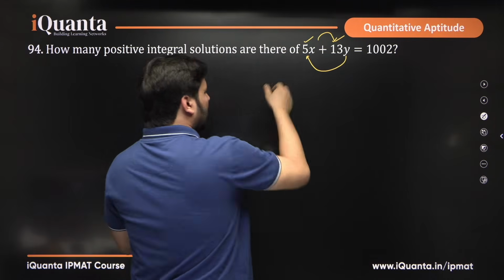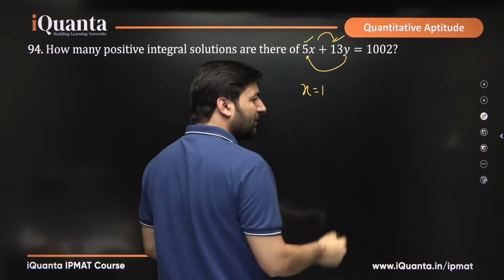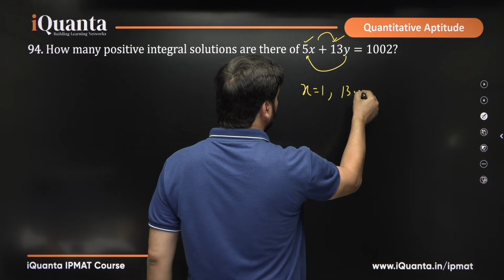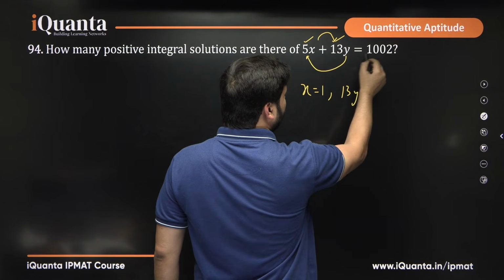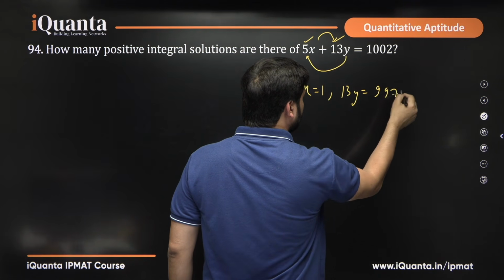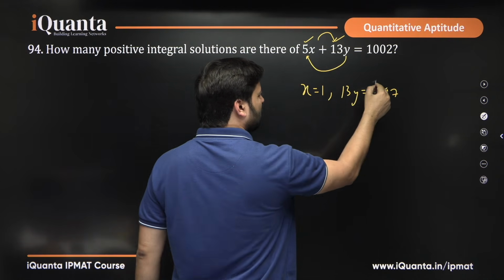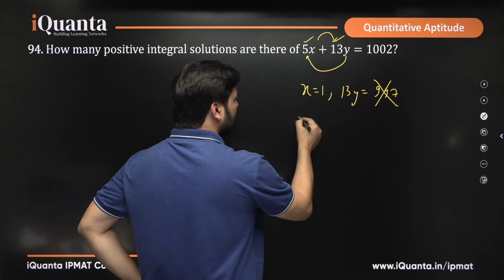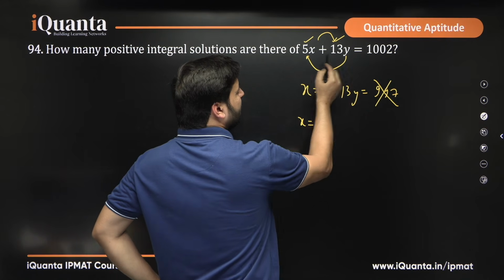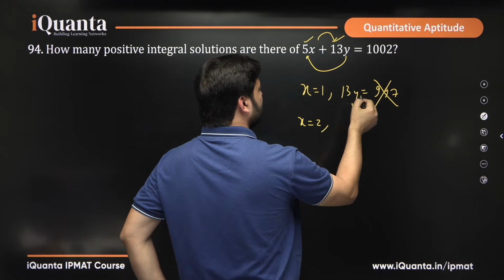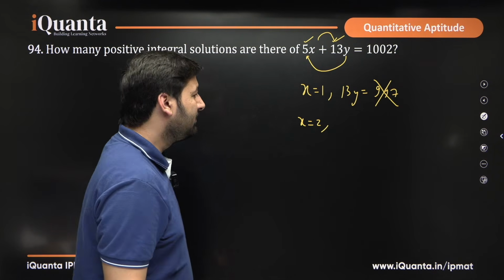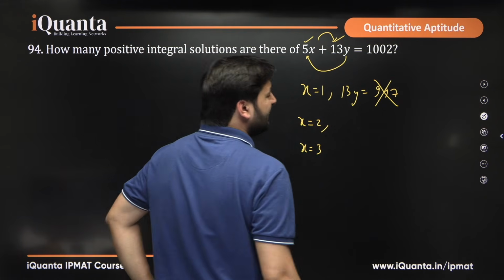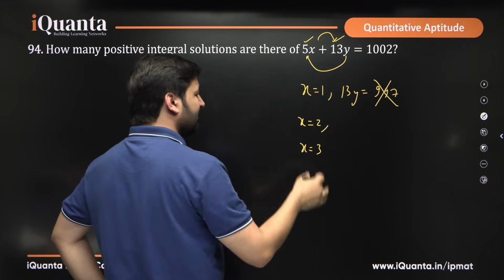Let us try with 1. If you put x equal to 1, you will take a while to find this out, but it is not very difficult. If x is 1, then 13y will be what? 5 into 1 is 5, 1002 minus 5 is 997, 13 7s are 91, 67, this does not divide. The value of y will not be an integer, because 13 does not divide 997 completely. Similarly, x equal to 2, 10, this will be 992, 13 7s are 91, 82, does not happen. So, x equal to 3, will it work? 15, this will be 987, 13 7s are 91, we will get 77, does not happen.